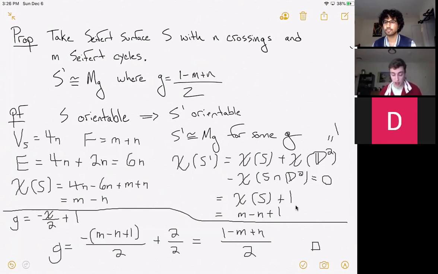Okay, and now we can use this shortcut to verify our answer for the trefoil knot. So the trefoil knot has 2 Seifert cycles, m equals 2, and it has 3 crossings, n equals 3, and thus our genus is 1 minus 2 plus 3 all over 2, which is in fact equal to 1, which is what we want. The S prime is a one-hole torus.